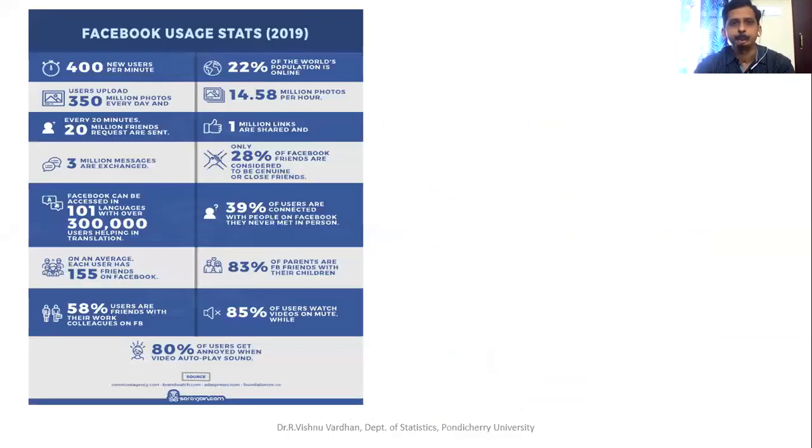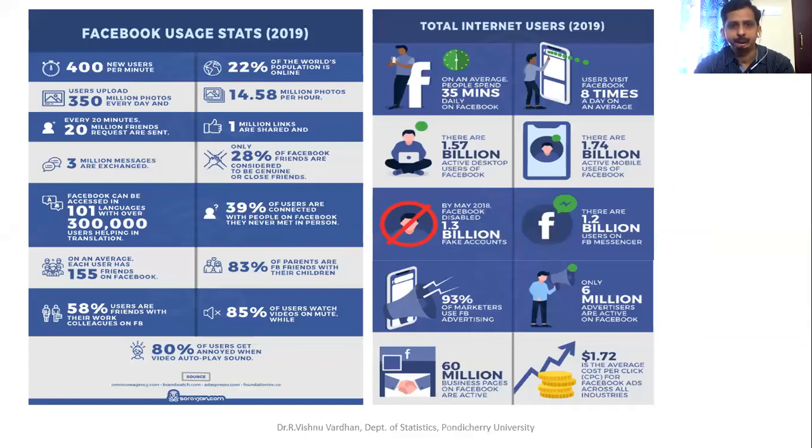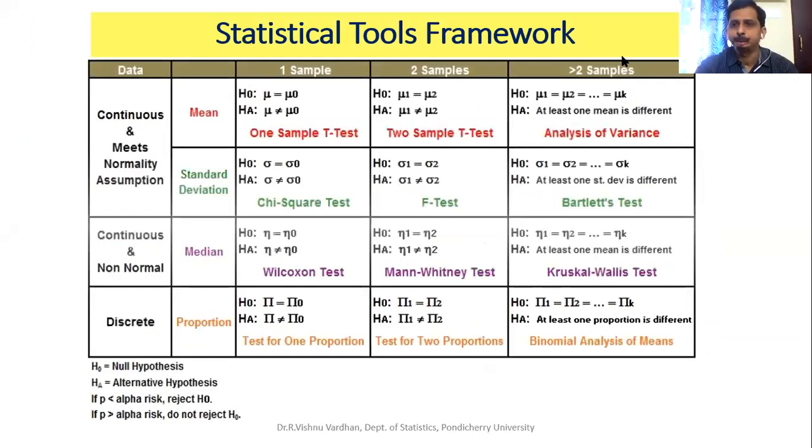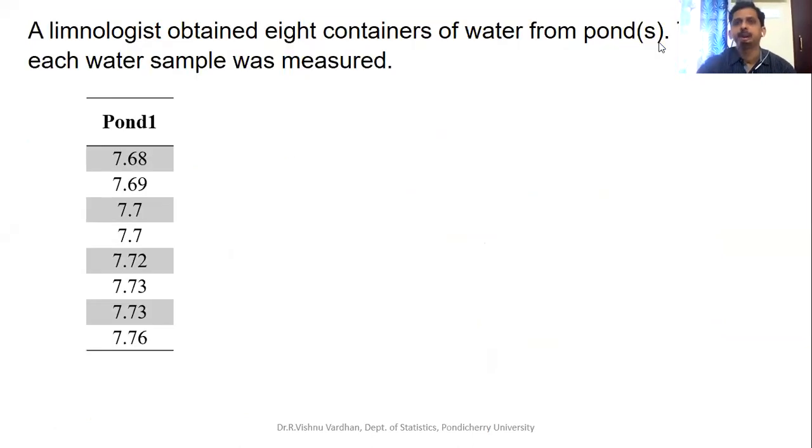Okay, in one sample, let me make it like this. I'll take an example to help you better understand one sample and two sample, and how you define H naught equal to mu naught, mu one, mu equal to mu naught, all these things.